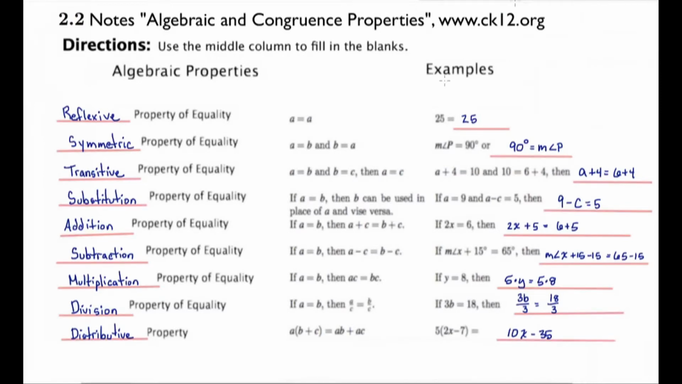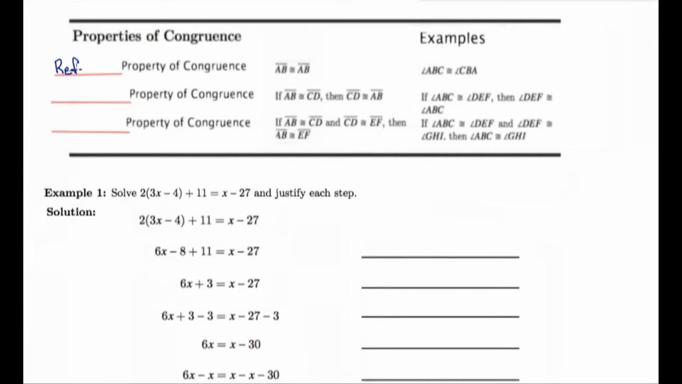Okay, so those are the algebraic properties. Let's take a look at the properties of congruence. There is the reflexive property of congruence, which states segment AB is congruent to segment AB. The symmetric property of congruence states if segment AB is congruent to segment CD, then segment CD is congruent to segment AB. And then the transitive property of congruence states if segment AB is congruent to segment CD and segment CD is congruent to segment EF, then segment AB is congruent to segment EF.